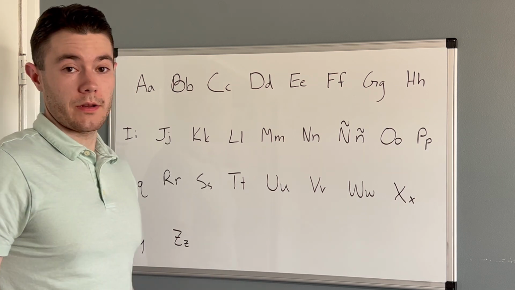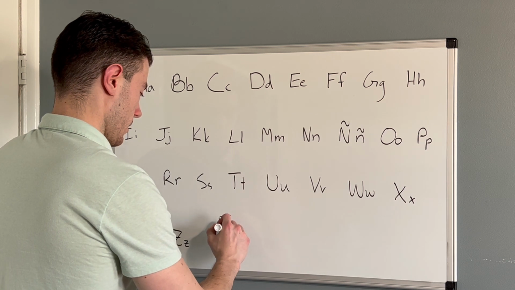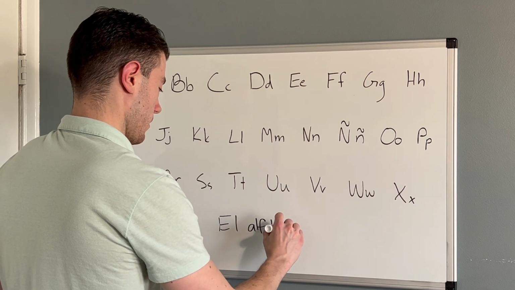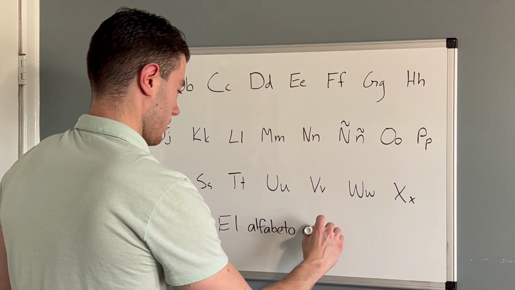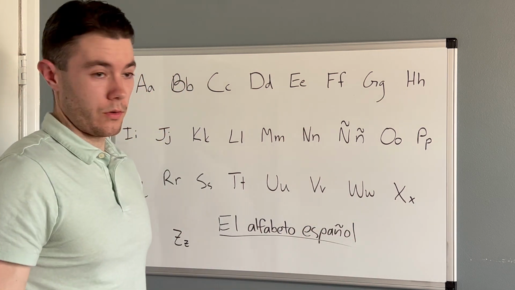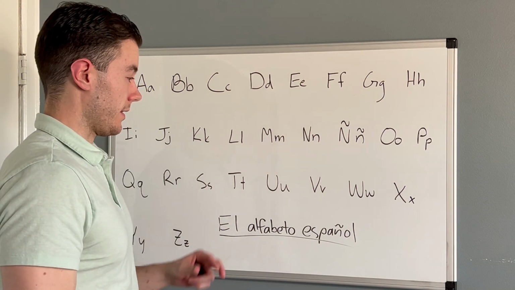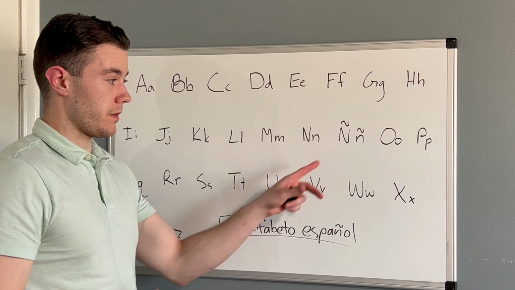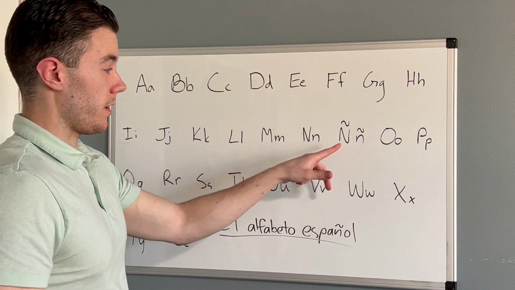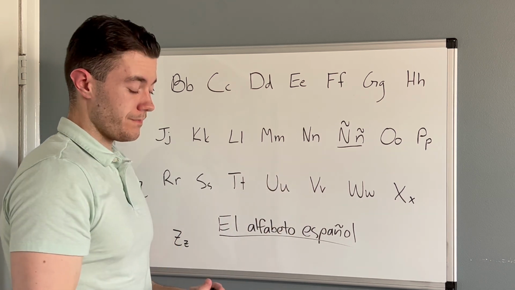Today we're going to be learning the Spanish alphabet, or el alfabeto español. El alfabeto español, the Spanish alphabet. It's very similar to the English alphabet based on the Latin letters. The only difference is that there's one more letter. So the English alphabet has 26 letters and the Spanish alphabet has 27 because of this guy right here, ñ.